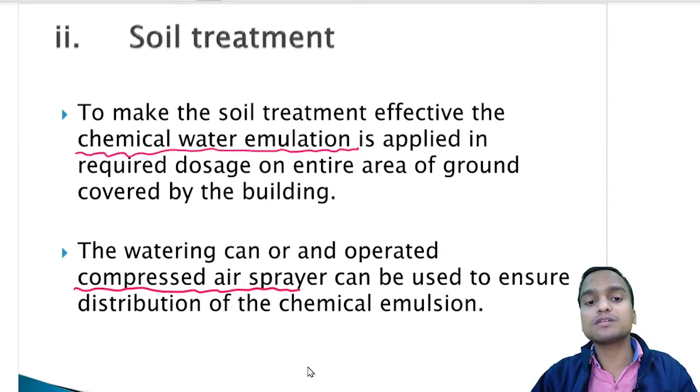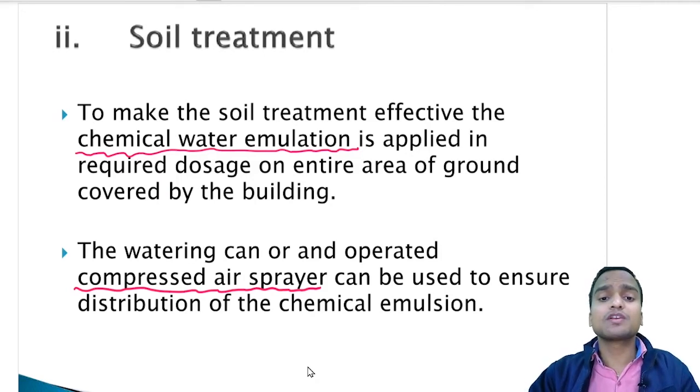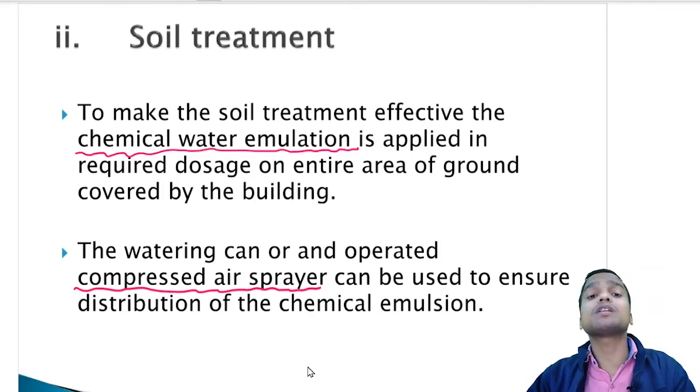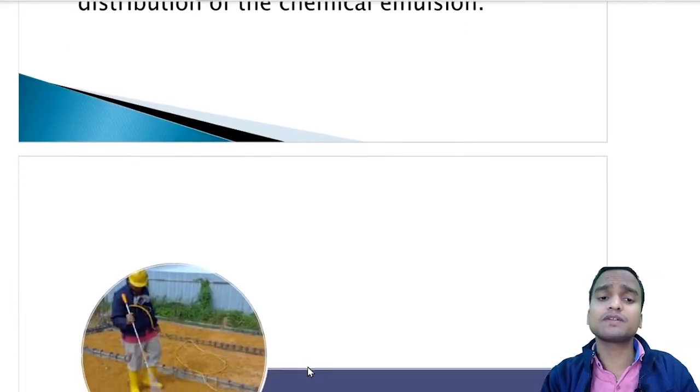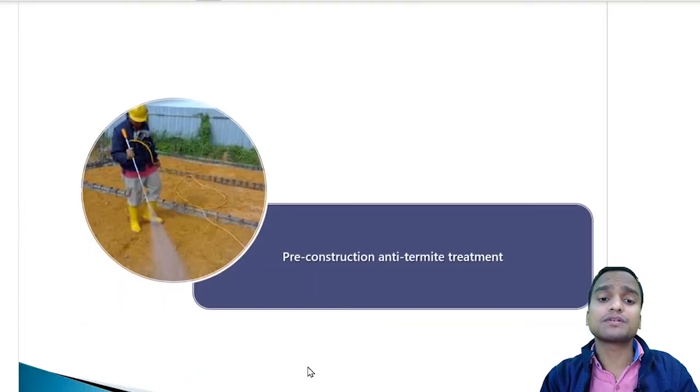So the watering of this chemical water emulsion is done by a compressed air sprayer. I hope you must have seen, if you visit a farm or a field in the villages, they apply pesticides or fertilizer through a compressed air sprayer that they keep on their back. So this is used to ensure the distribution of chemical emulsion throughout the area of the ground covered by the building. So this is how we treat the soil after soil preparation.